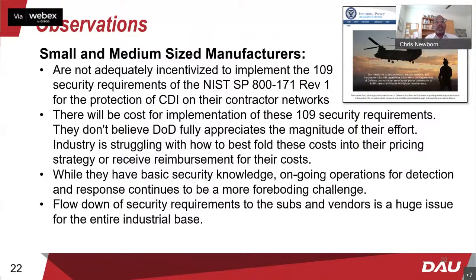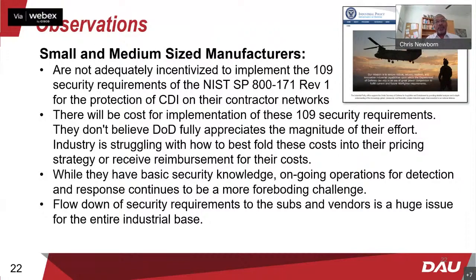The first one, when you look at implementing the 109 security requirements, it's really 110, because that extra one is the system security plan, which has to be safeguarded. When you look at the security requirements, there's really not enough incentivized money out there for small businesses to actually acquire.